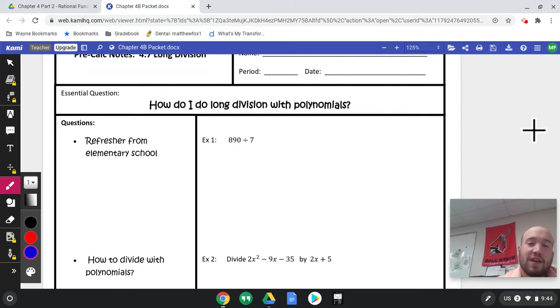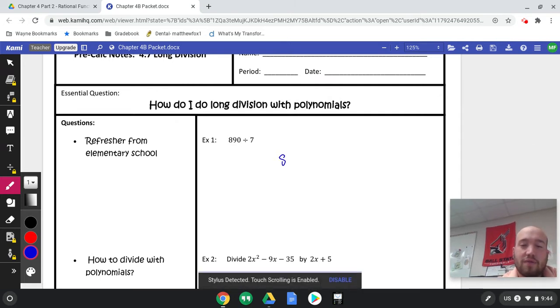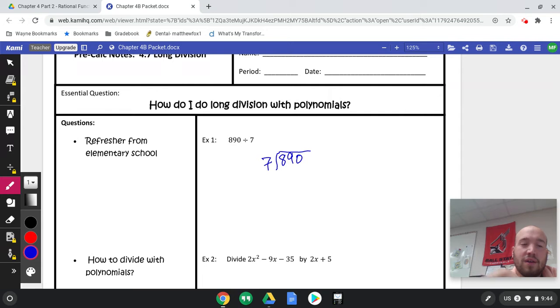So here we have 890 divided by 7. If you remember, we write the 890, put the division over it, and put the 7 out front. And the first thing we have to do is think to ourselves, what's on top? Now, when I say what's on top, what I mean is what number times this 7 will go into 8. So I'm going to choose 1.